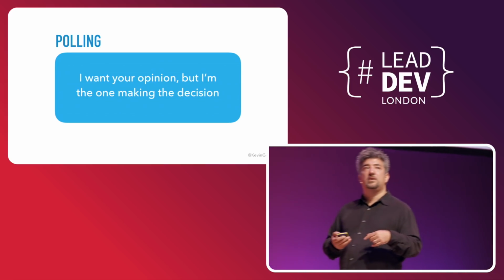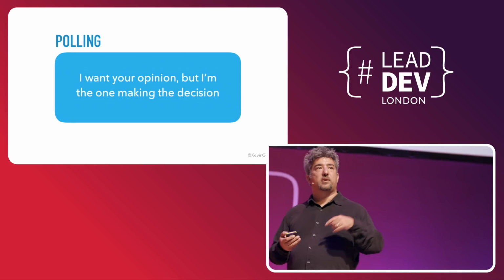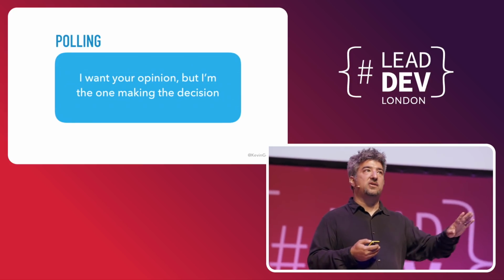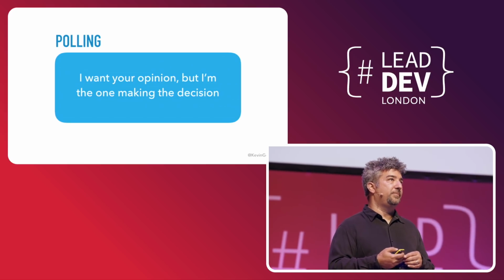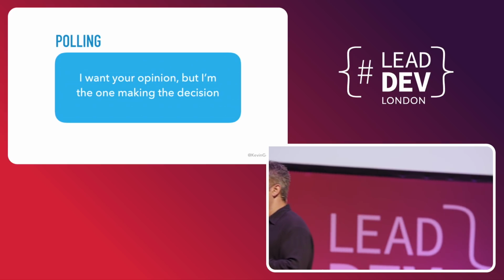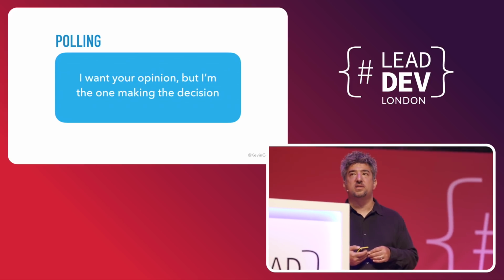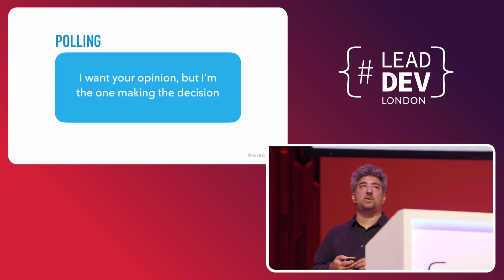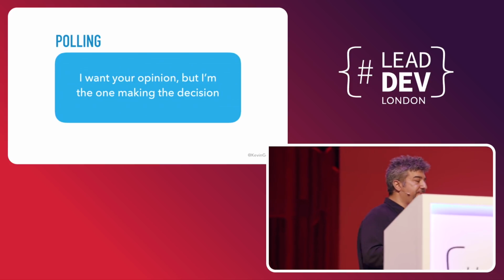When you're polling, you're telling everybody, I want your opinion, but I'm making the decision. And when you do that, you're actually giving them a little bit of freedom. You're giving them freedom to express their opinion in a way that is more consequence-free. Because if there's a mistake made, it is your mistake. You are taking responsibility for the decision.